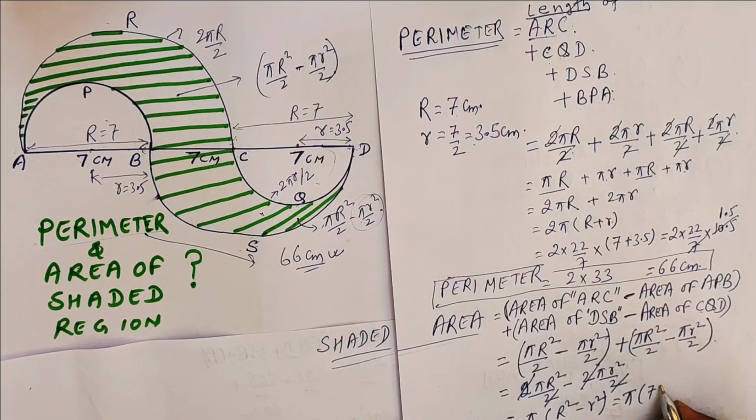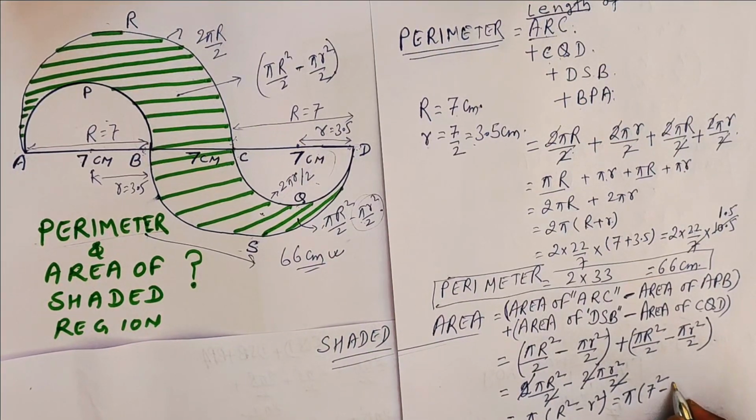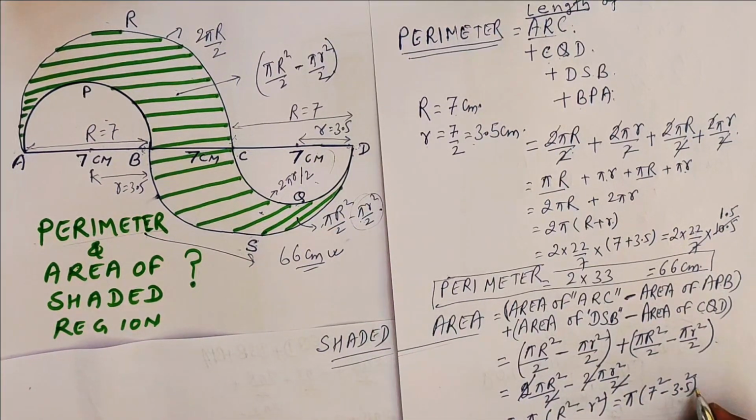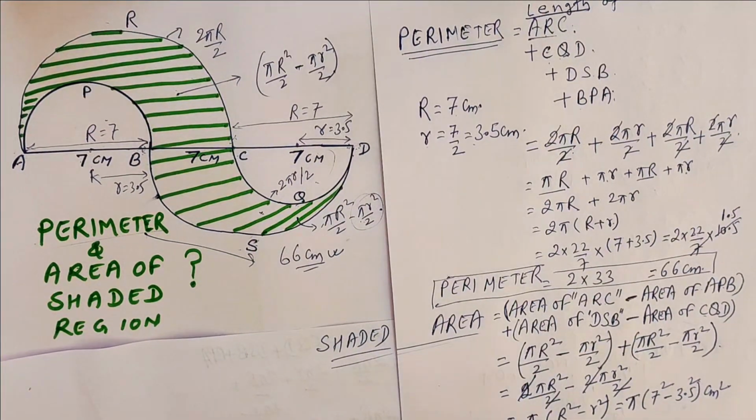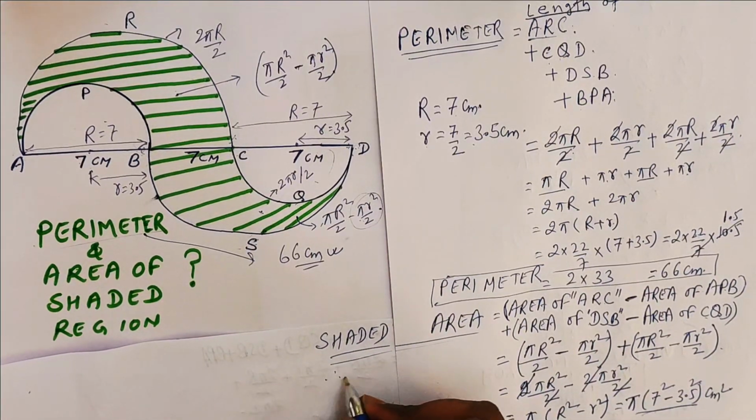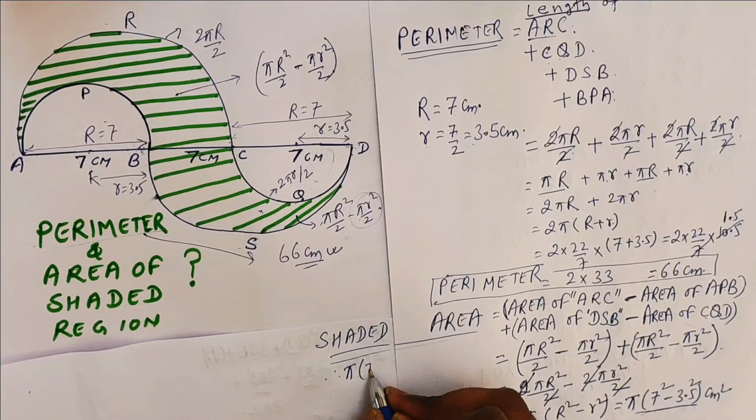And we know the value of capital R as 7 and small r as 3.5. So just put in the values, right? And the unit will be centimeter square, definitely. Just put in the values and solve to get your answer. Thanks.